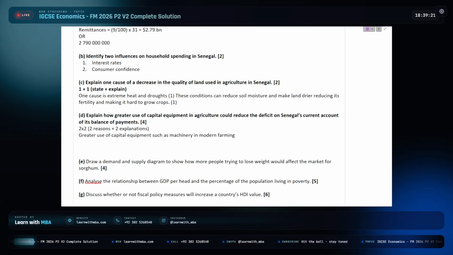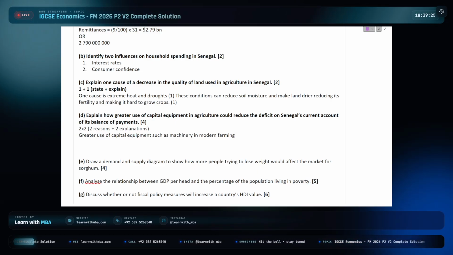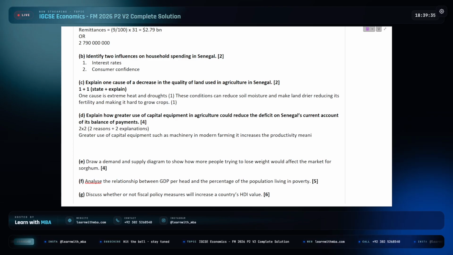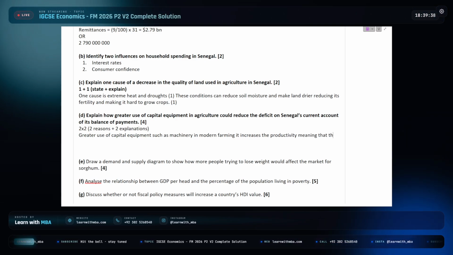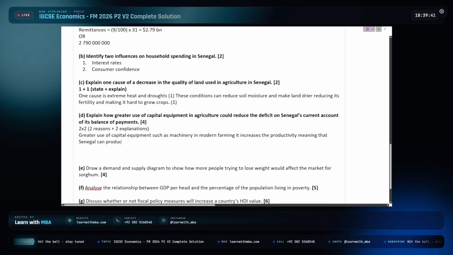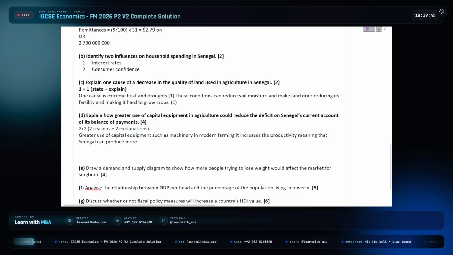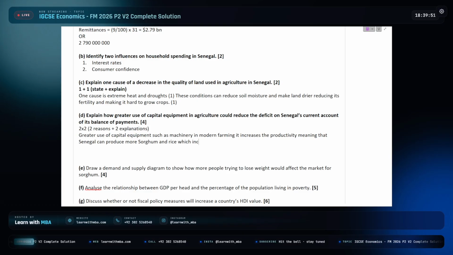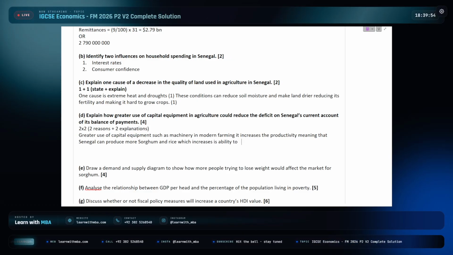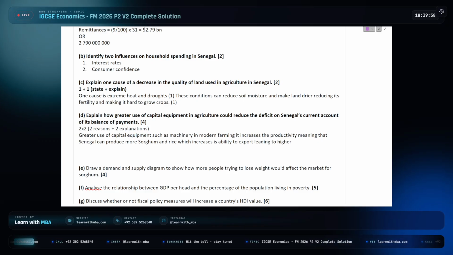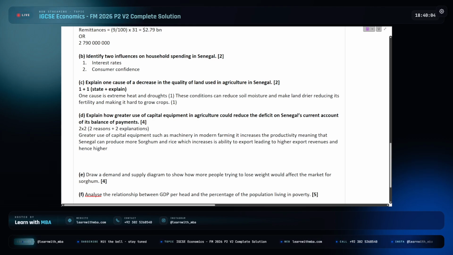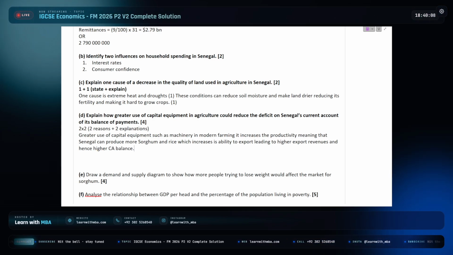Yes, current account deficit means that you're importing more than you're exporting. So, if you're using modern machinery in farming, it increases the productivity, meaning that Senegal can produce more sorghum and rice, which increases its ability to export, leading to higher export revenues and hence higher current account balance. Right?